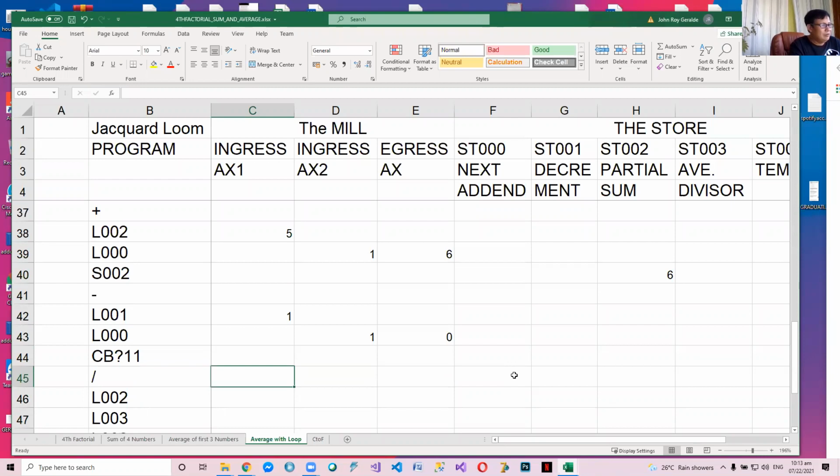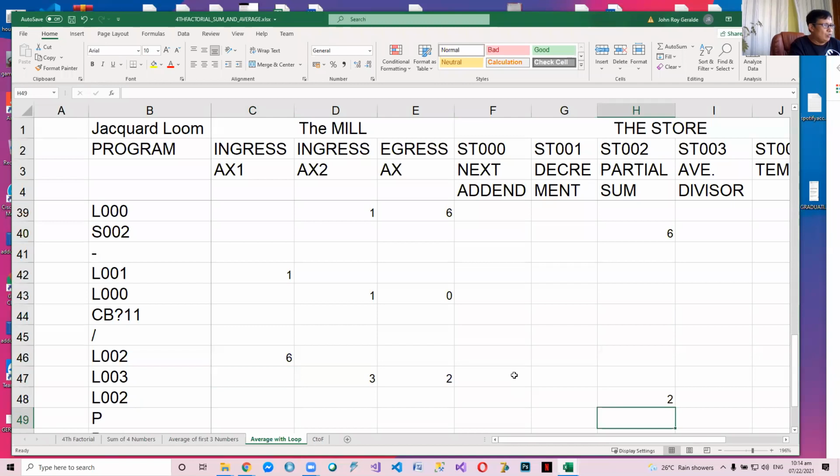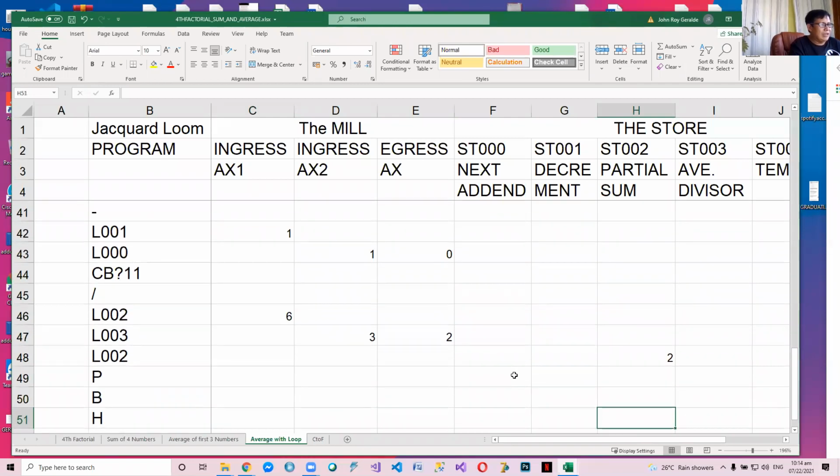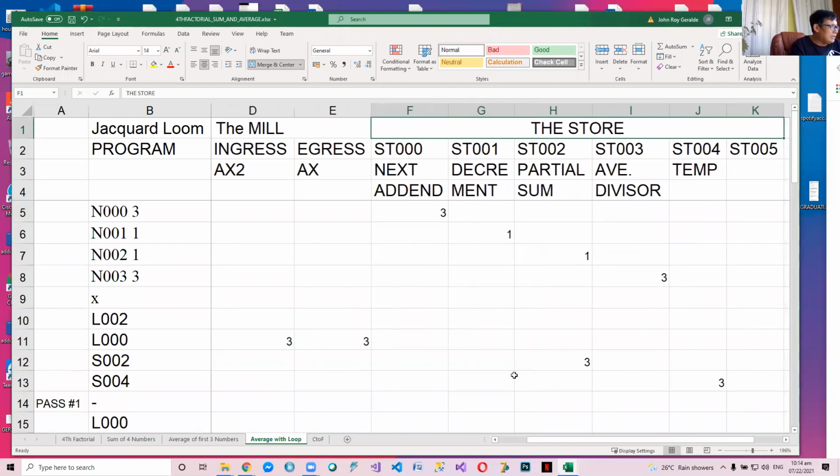Do you follow? We do a divide in order to compute the average. L002 is currently 6. L003 is a 3. So 6 divided by 3 is a 2. Tama ba? And we load it as a final answer, which is a 2. And we do a PBH. Okay? Do you follow? So we really don't need this, no? Meron talagang hindi kailangan.